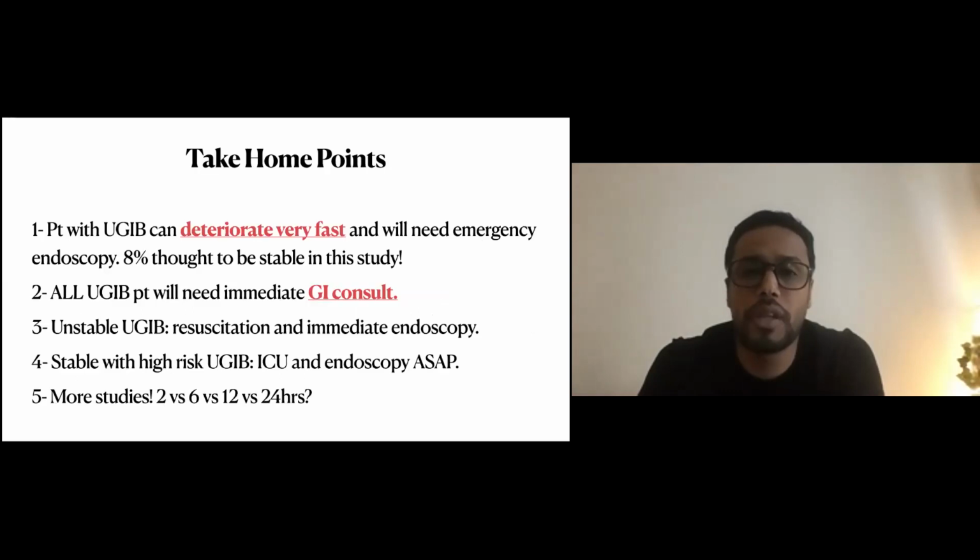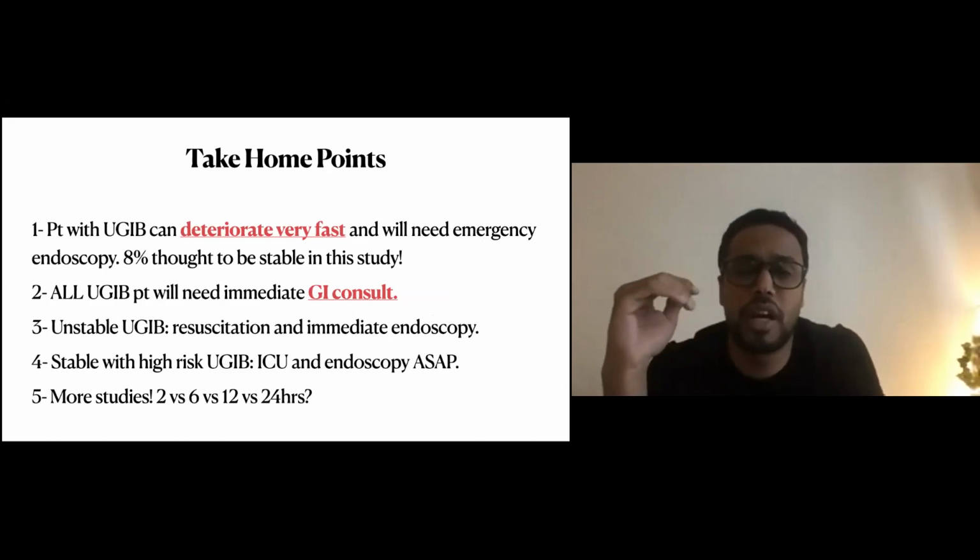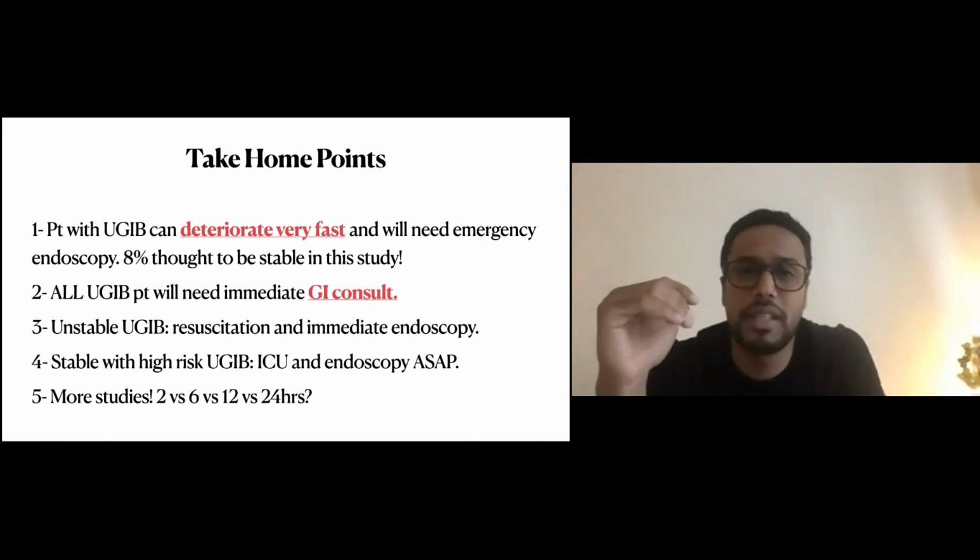The take-home points from this article: patients with upper GI bleed can really deteriorate really fast. As we can see, 8% of the participants received an emergent endoscopy. That's why all of your upper GI bleed patients will need an immediate GI consult. Now, if the patient is unstable, they will need resuscitation and immediate endoscopy.